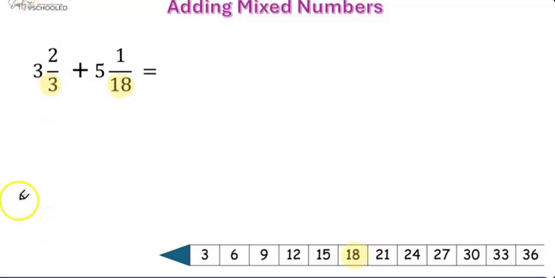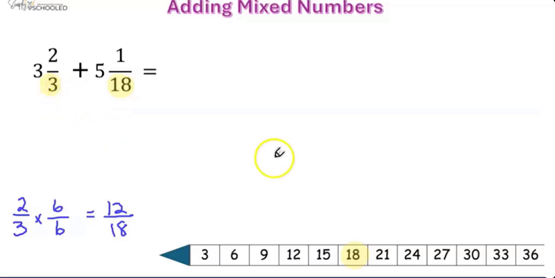So I'm going to go over here with 2/3, and I have to multiply this by a fraction to give me an equivalent fraction with a denominator of 18. I know that 3 times 6 is 18, so I have to multiply the numerator by 6. 2 times 6 is 12. So I have my new equivalent fraction for 2/3.